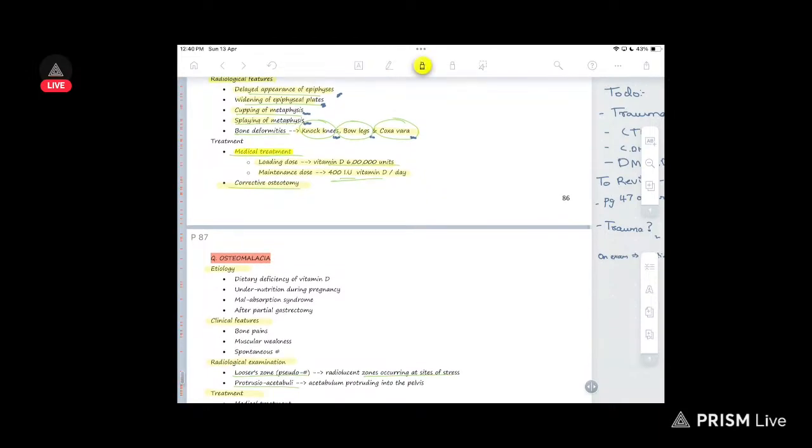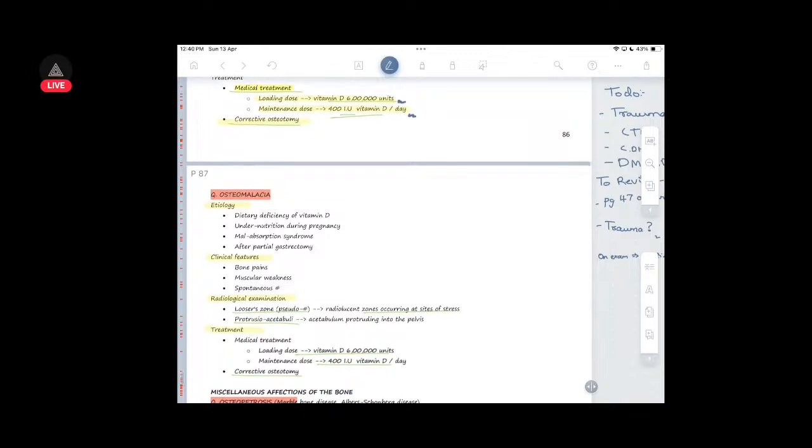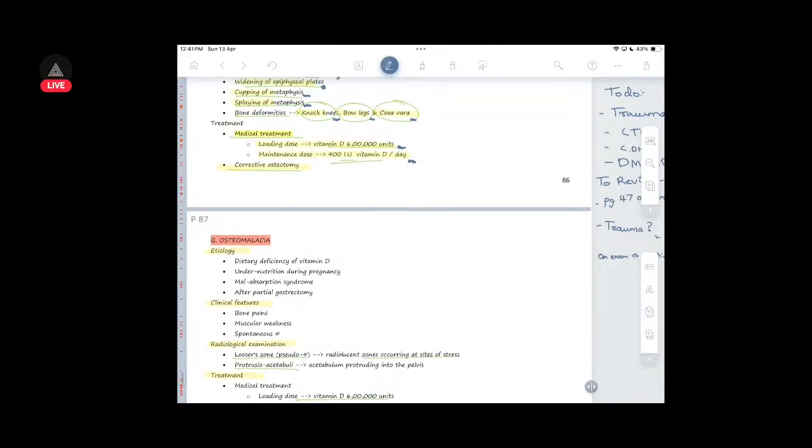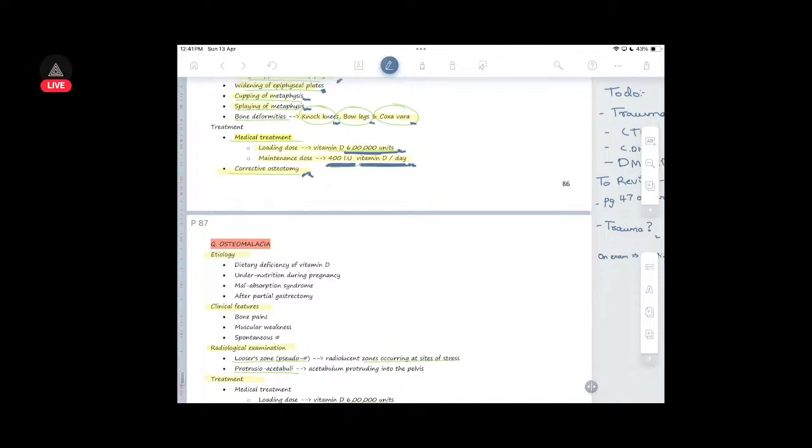Treatment, you have medical treatment, loading dose, vitamin D 6 lakh units, maintenance dose 400 international units vitamin D per day. Loading dose you have to remember, you have to provide 6 lakh units, and maintenance dose 400 international units vitamin D per day. Corrective osteotomy can be done.